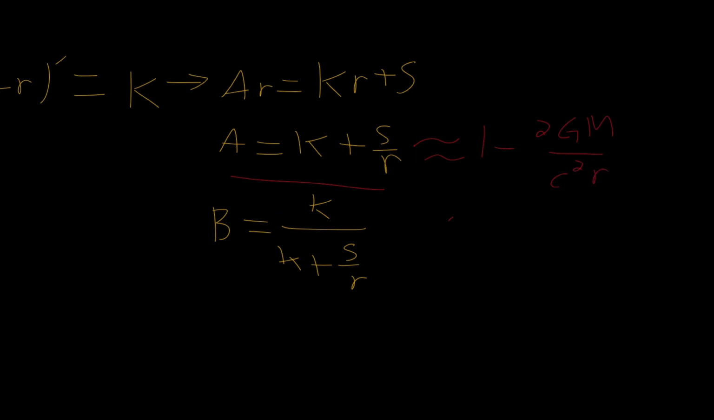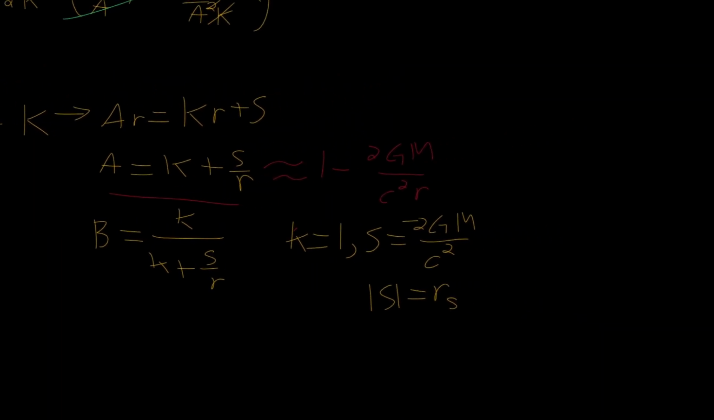Just comparing terms here, we can actually just solve, kind of quote unquote, for k and s. So we can just say let k equal 1 and s equal this 2gm, or this minus 2gm over c squared. And this right here, or the absolute value of s, is actually called the Schwarzschild radius, which is quite interesting in and of itself. But this means that we can express a and b as the following. A is just going to be, well, that, where b is just going to be this 1 over 1 minus the Schwarzschild radius over r.